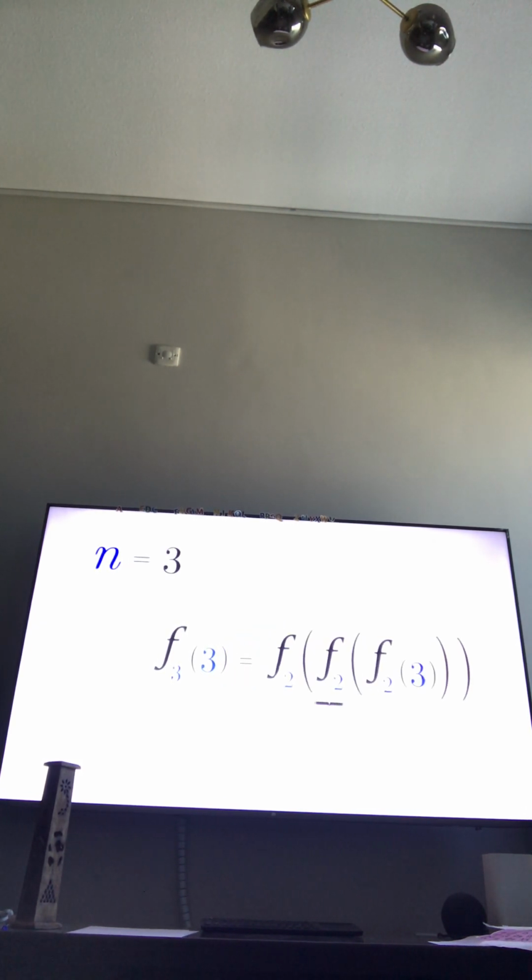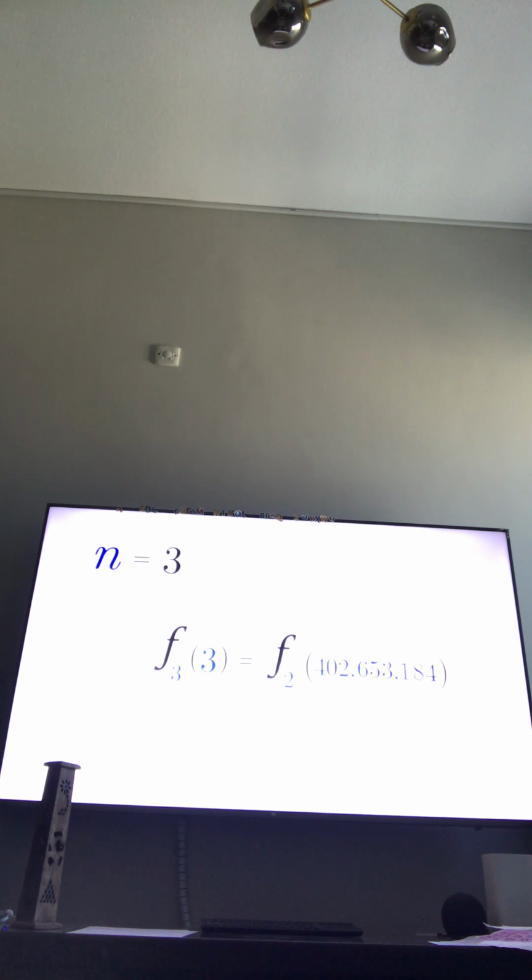But what about f3 of n when n is equal to 3? That's f3 of 3. Because we have 3 as n, we do the f2 process 3 times. f2 of 3 is 2 to the power of 3 times 3, which is equal to 24. f2 of 24 is 2 to the power of 24 times 24, which is 402 million.